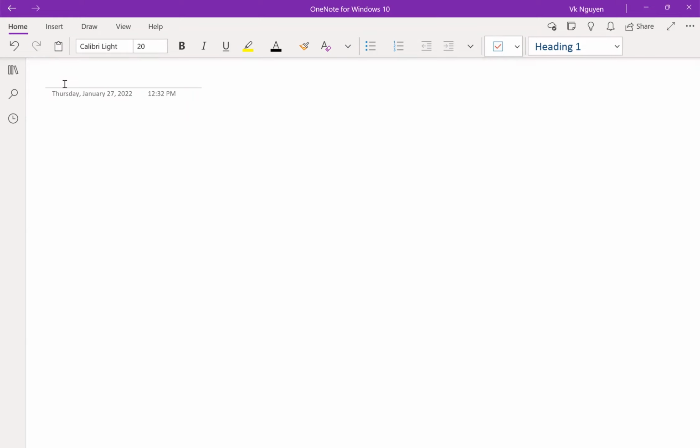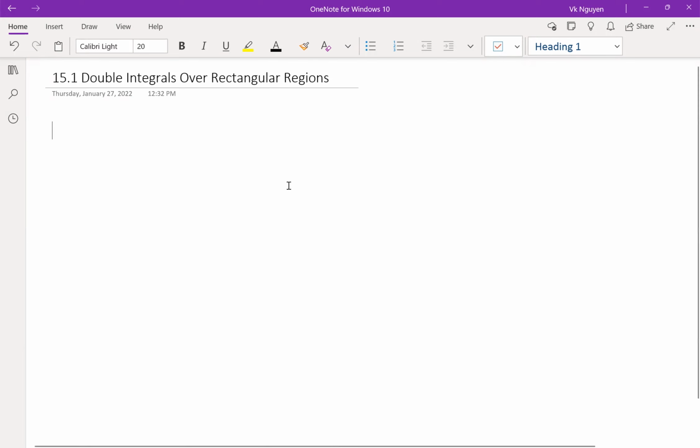Guys, welcome to chapter 15. We're going to do a lot of integration in this chapter. Begin with section 15.1, double integral over rectangular coordinate or region. This region here.